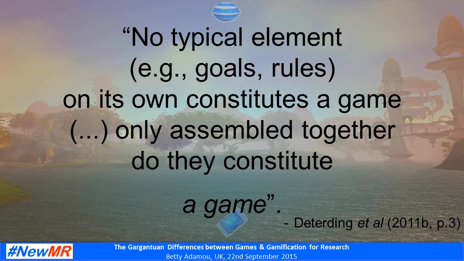So basically what that means is if you've got an activity and you've just applied rules to it, that doesn't make it a game. If you've got an activity and you've just applied a goal to it, that doesn't make it a game. Game elements and game mechanics have to work together harmoniously in order to produce a game. And if you're not quite sure what game mechanics and game elements are, then you're more than welcome to listen to one of my other webinars with NewMR, in which I describe what those are in a little bit more detail.